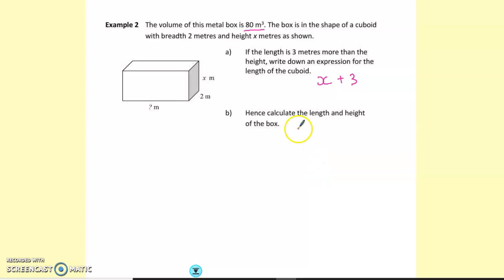Part B, hence calculate length and height of the box. Again, I need some way to solve this for x. I know what the volume is. Volume of a cuboid is length times breadth times height. I've worked out that the length is x plus 3. If I times them together, I get x times 2, it's 2x, times x plus 3, so that must be equal to 80.